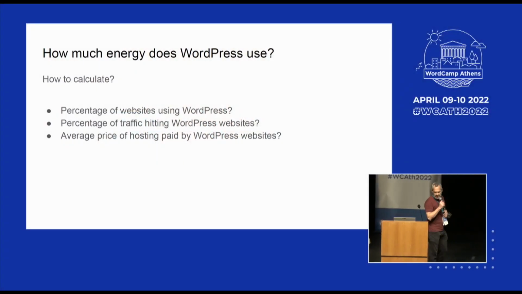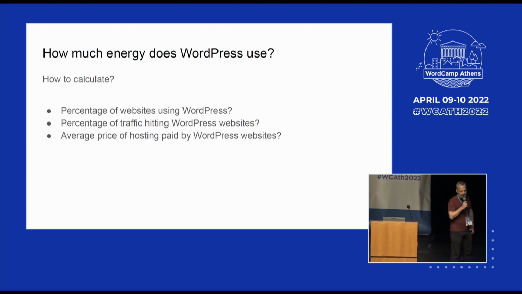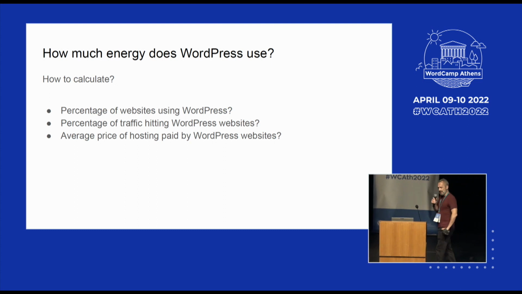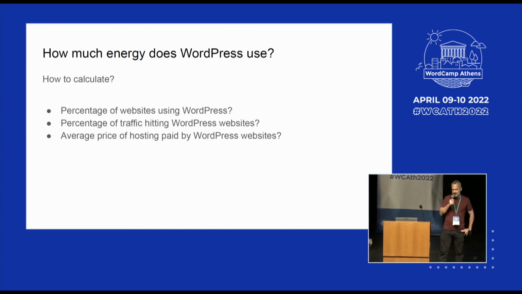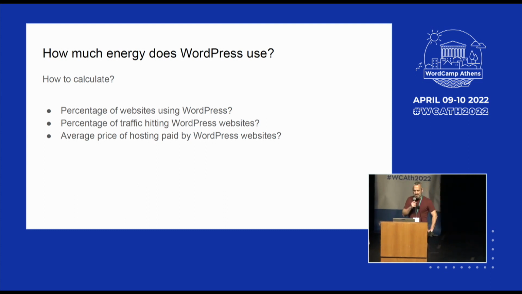Okay, so the first couple of slides are going to talk about the amount of energy that WordPress uses. When I was trying to figure out how to calculate this, there's a few different ways that you can look at it. There's a quite common statistic people know about for the percentage of websites that use WordPress. It's about 35%, but that doesn't match up to how much traffic is going through WordPress websites.